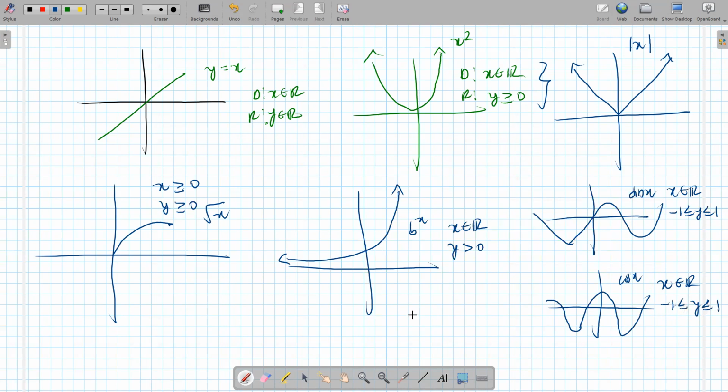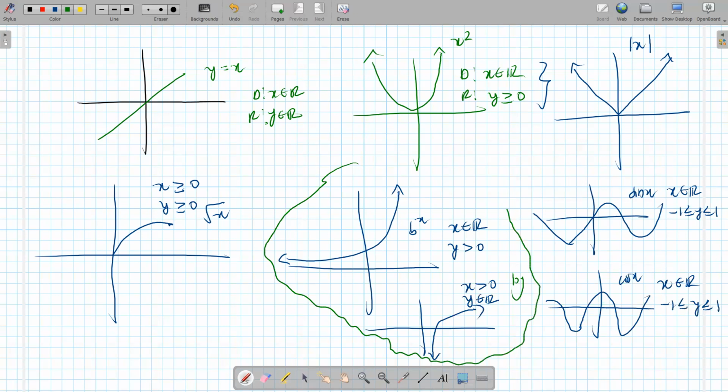What am I missing? Log function looks like this. x has to be strictly greater than 0, but y can be anything. Exponential function and log functions are the inverses of each other. So these are the 7 main functions. And if you just have an idea what they look like, then you can come up with the domain and range.